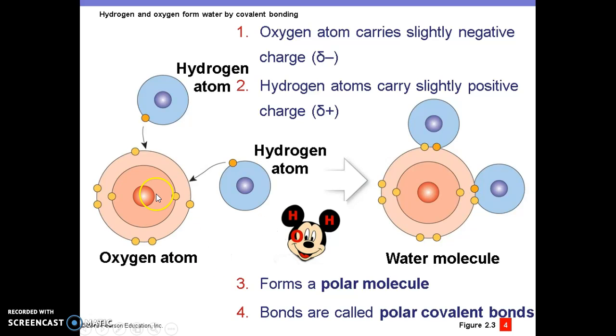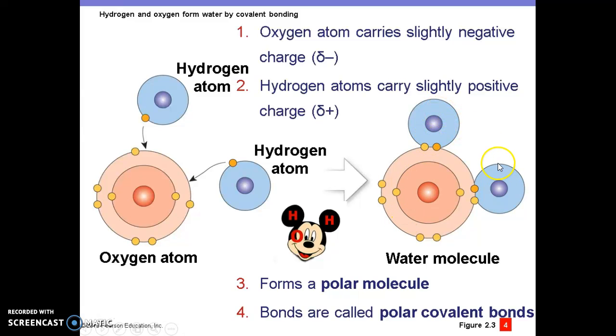Water's the Mickey Mouse molecule. That oxygen has got a lot of protons in the center of it, and it attracts those electrons from each hydrogen. So while these electrons are shared between the two atoms, the three atoms, the oxygen atom, in red here, has a slight negative charge, and that delta negative represents a slight negative charge. There's a negative pole here around the oxygen atom.